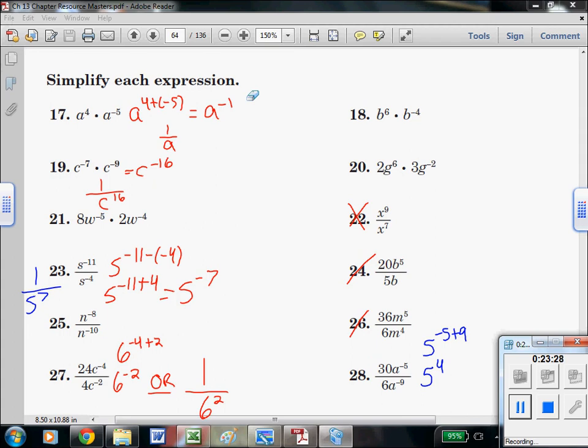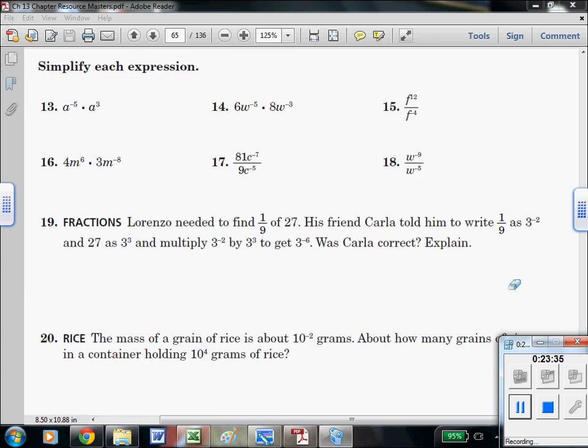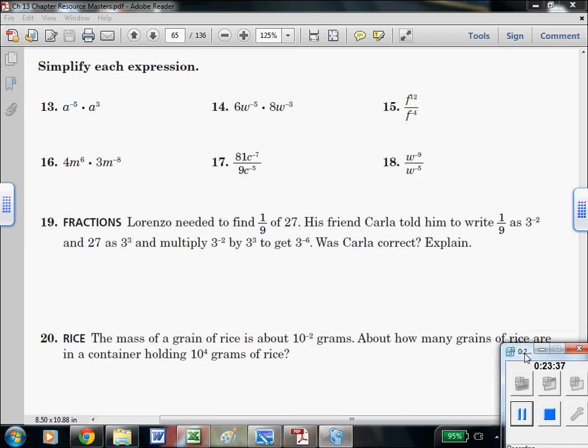Take some time to reflect on these and see how we're using the product and quotient, so multiplying and dividing rules we talked about in the last video, but now we're combining what to do when you have negative exponents.